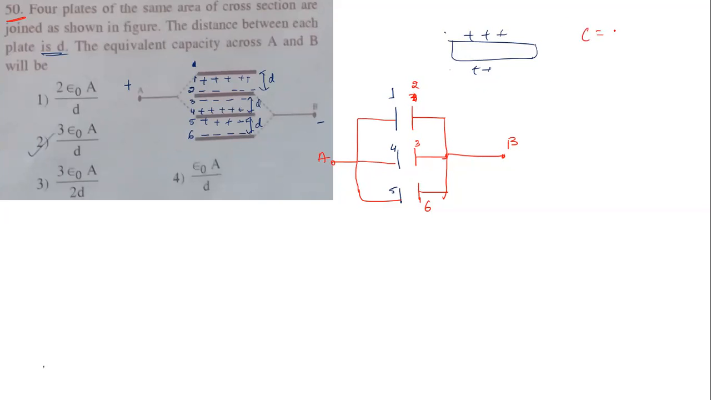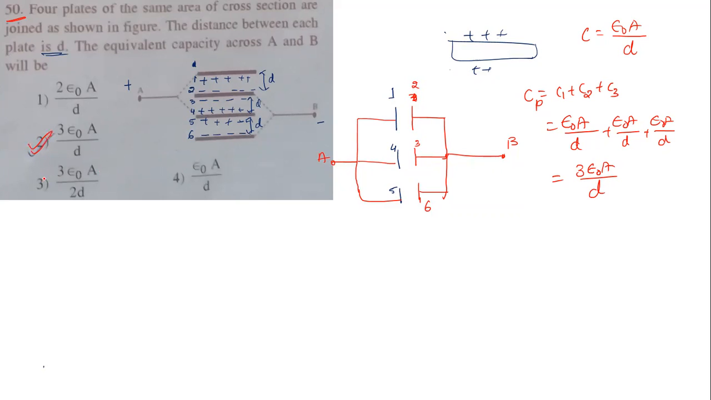Each capacitor is how much? Epsilon naught A by D. And this is a parallel combination. The effective capacitance C equals what in parallel combination? C1 plus C2 plus C3. C1 is how much, students? Epsilon naught A by D, plus C2 epsilon naught A by D, plus C3 epsilon naught A by D. If you add them, you get 3 times epsilon naught A by D. So that is the answer we get here, the second option. The second option is the correct answer.